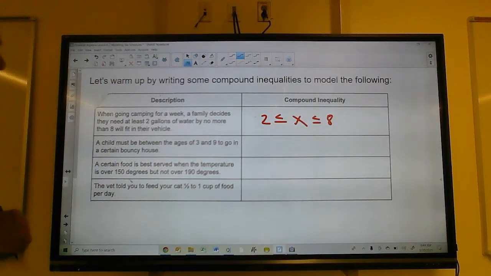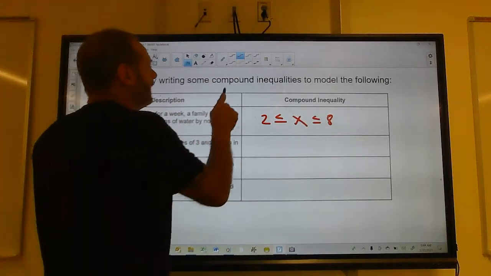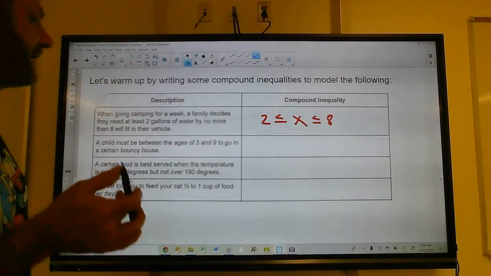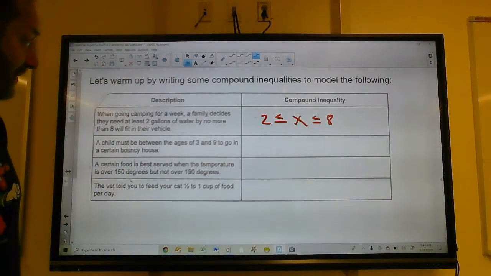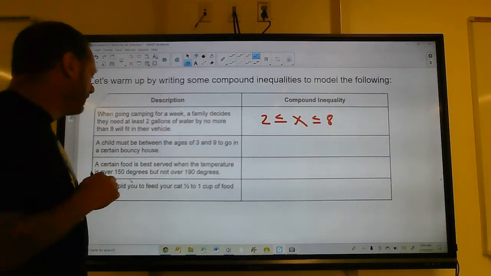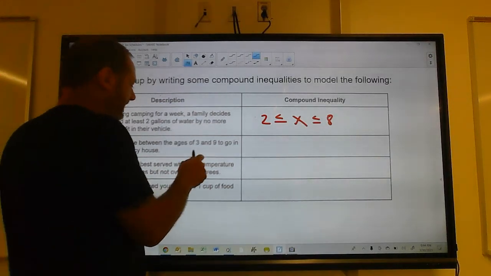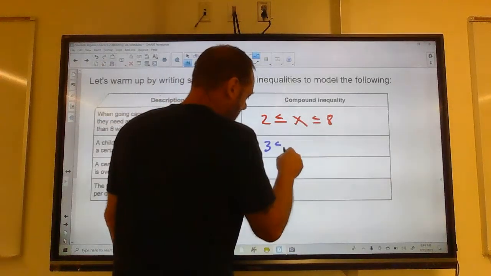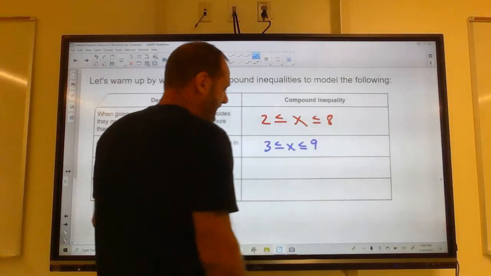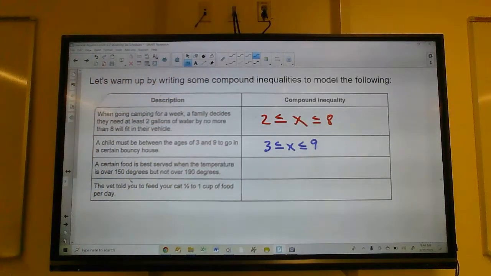A child must be between the ages of 3 and 9 to go in a certain bouncy house. Okay, so go ahead and pause the video here real quick and write out your compound inequality, and then jump back on here and we'll see if you got the right thing. Okay, so they have to be at least 3 years old. So that's the bottom end. And they can be no more than 9. That's the top end.